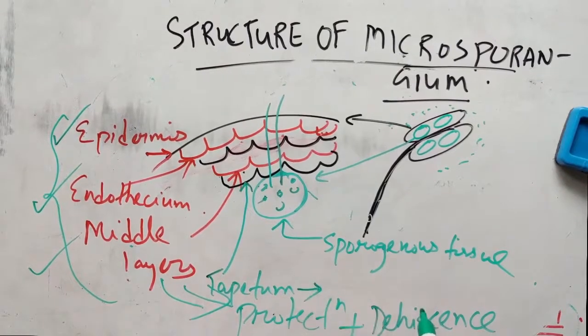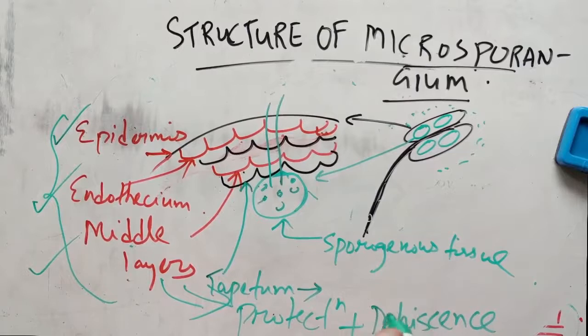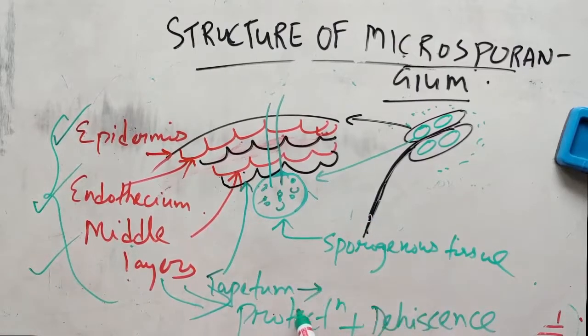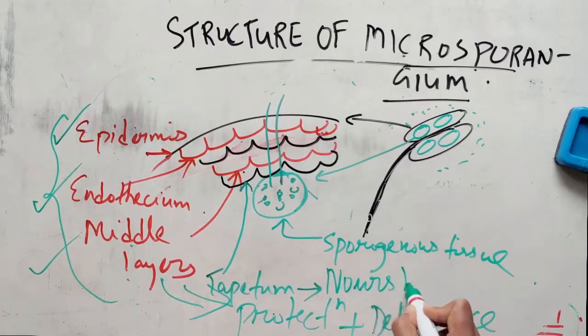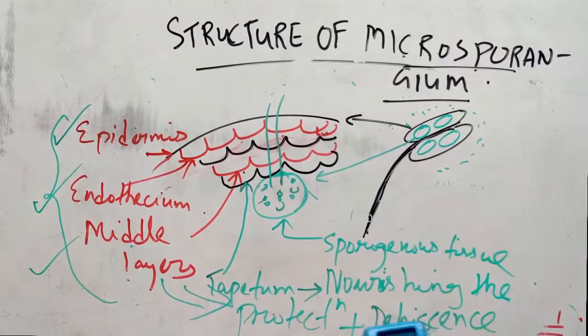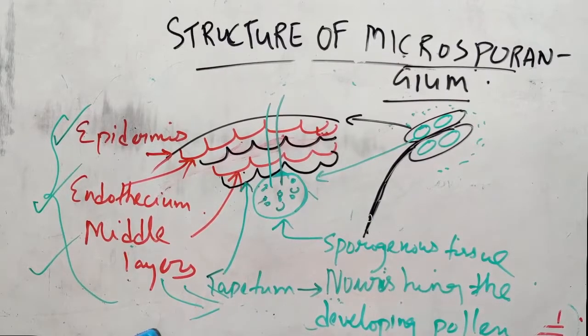And the tapetum function. This one is also very important because it is used to come in exams, and it plays a very important role because it is the only layer which gives nourishment to the developing pollen grains. These small pollen grains have to eat food so that they can become mature and come out of the sporogenous tissue. So for that they need to be nourished, and who gives that? The tapetum. So I'll just write: it helps in nourishing the developing pollen grains.